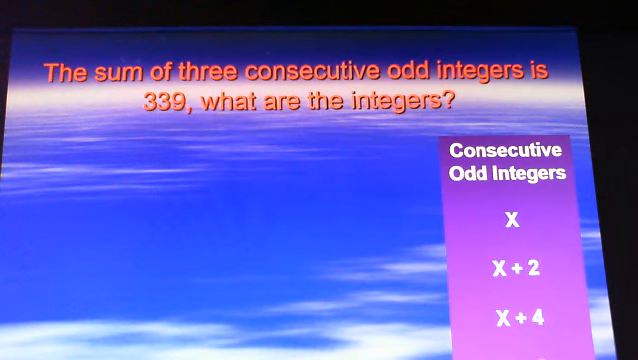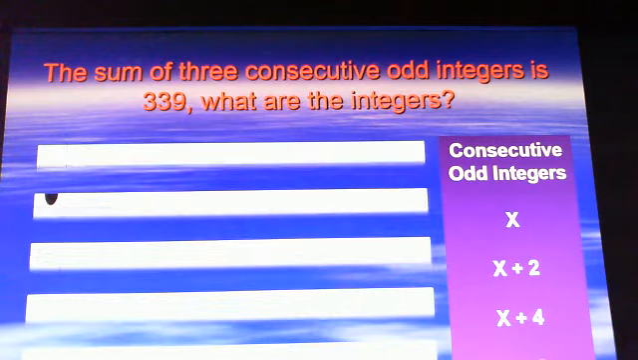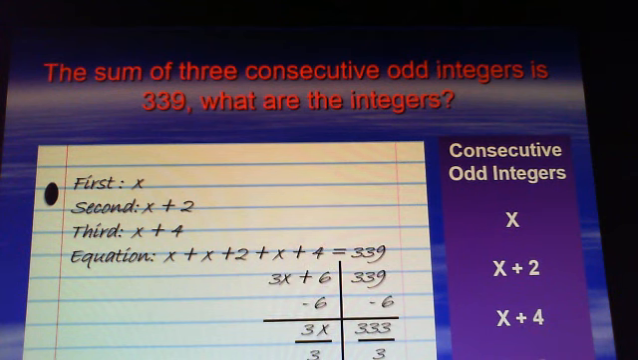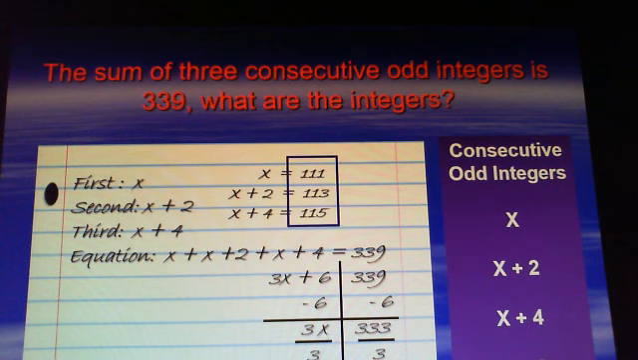Okay, I hope you used the odd integers list, which means your first number is x, second number is x plus 2, and third number is x plus 4, and that's the equation you should have. I hope you drew the line and got 3x plus 6 is equal to 339. Subtracting 6 and dividing by 3, you get x is equal to 111, which means your first, second, and third numbers are 111, 113, and 115. Ta-da! Look at that. You know, not everybody gets this kind of treatment, I'm just saying.